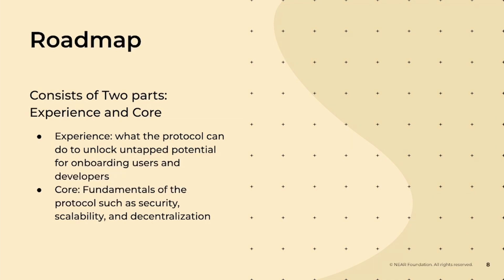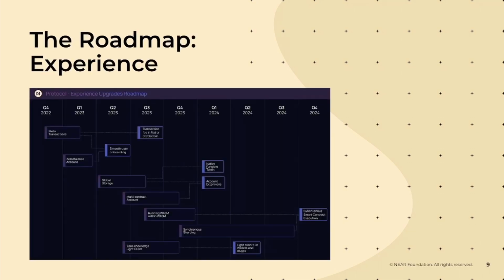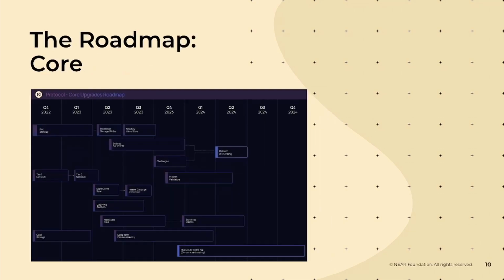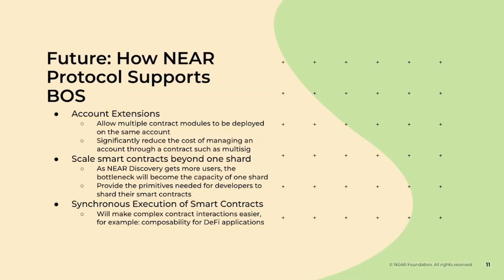Due to the time constraint, I'm not going to go into the details of the roadmap itself. But basically, there are two parts to the roadmap, experience and core. Experience basically describes what the protocol can do to unlock untapped potential for onboarding users and developers. And core means more like the fundamentals of the protocol, such as security, scalability, and decentralization. And while that's probably too small, and also we're running out of time, I do want to highlight a few key features that we're thinking about building in the very near future.